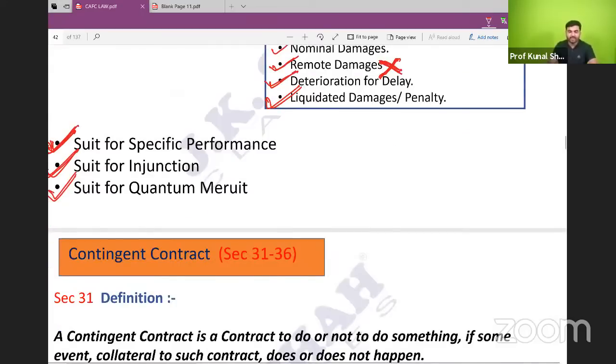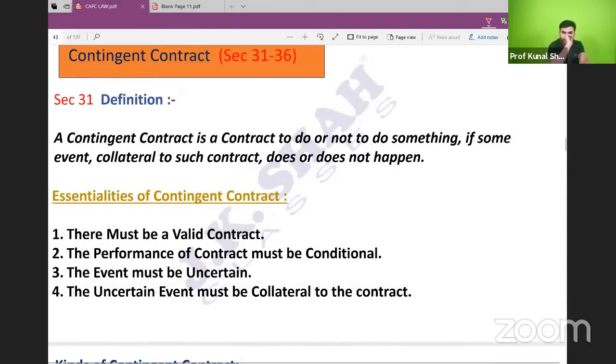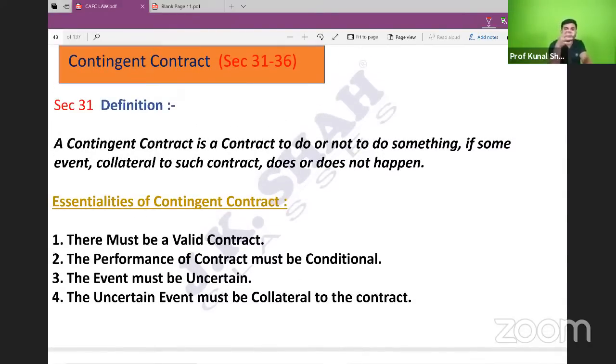Last topic over here, that is contingent contract. It is a contract to do or not to do something if some event collateral to such contract does or does not happen. It's a miscellaneous topic. For example, I promise to pay you 10 crores. That's a contract, no? If your house catches fire. So my promise to pay you 10 crores depends upon an event called the house catching fire. If your house catches fire, I will pay you 10 crores. If your house does not catch fire, I won't pay you 10 crores.